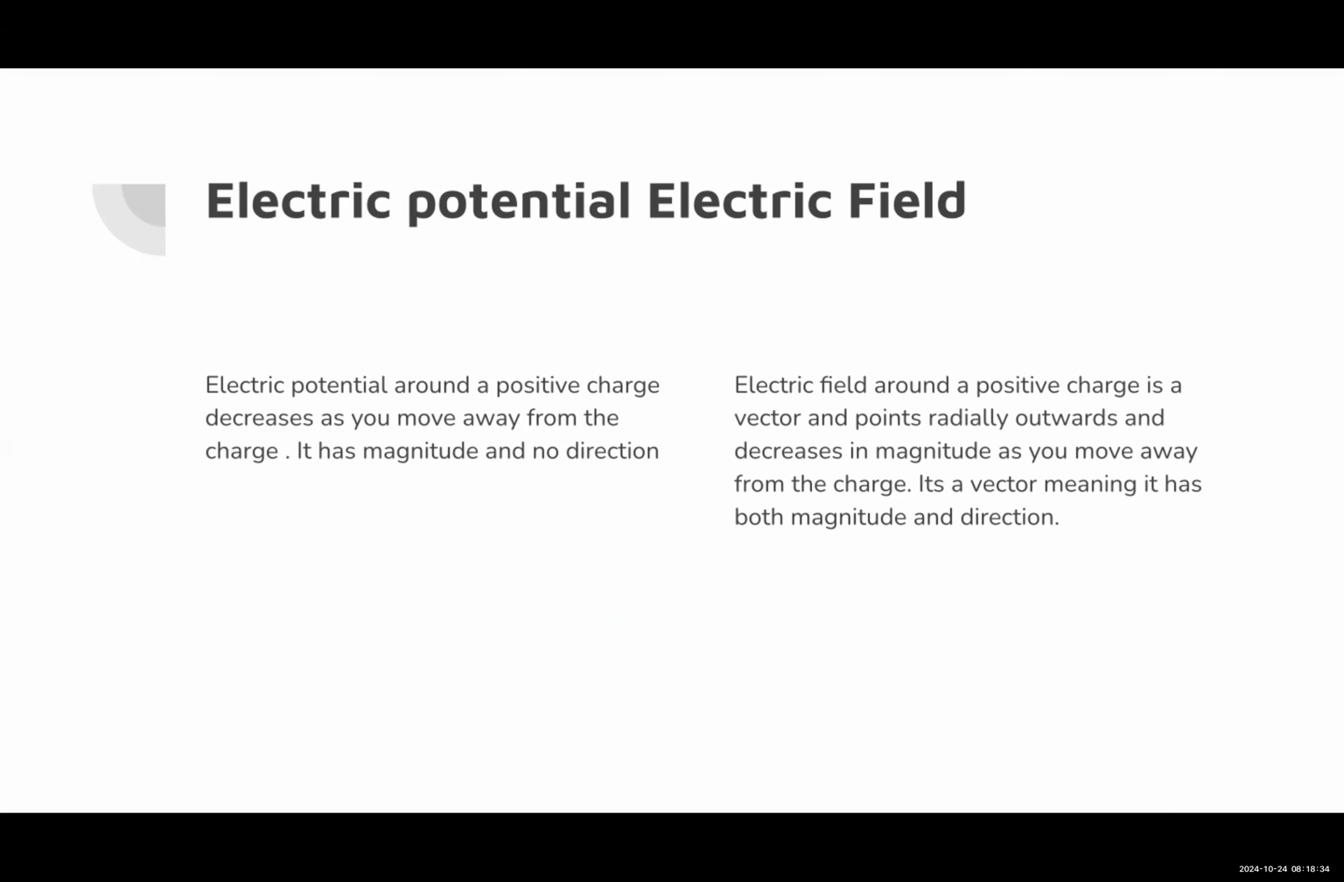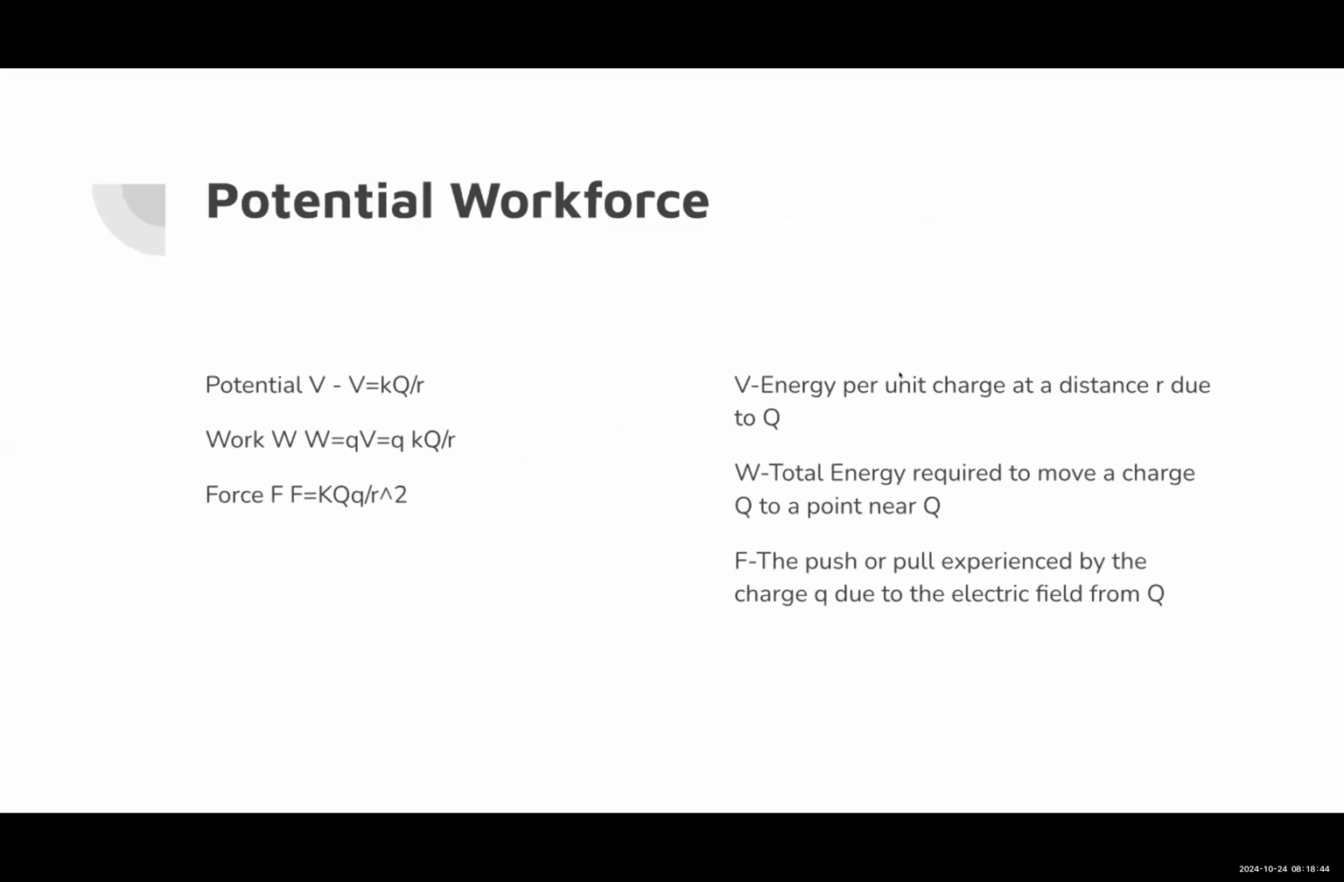Electric field around a positive charge is a vector and points radially outwards and decreases in magnitude as you move away from the charge. It is a vector, meaning it has both magnitude and direction.